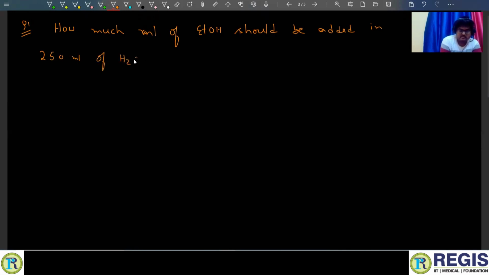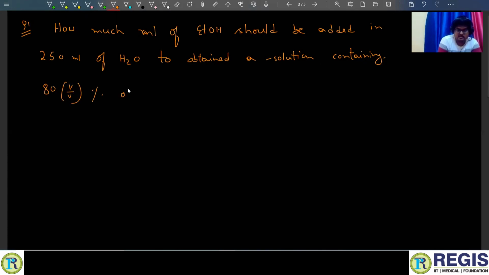Question number 1. How much ml of ETOH should be added in 250 ml of water to obtain a solution containing 80 volume by volume percent of solvent. Solve it quickly.